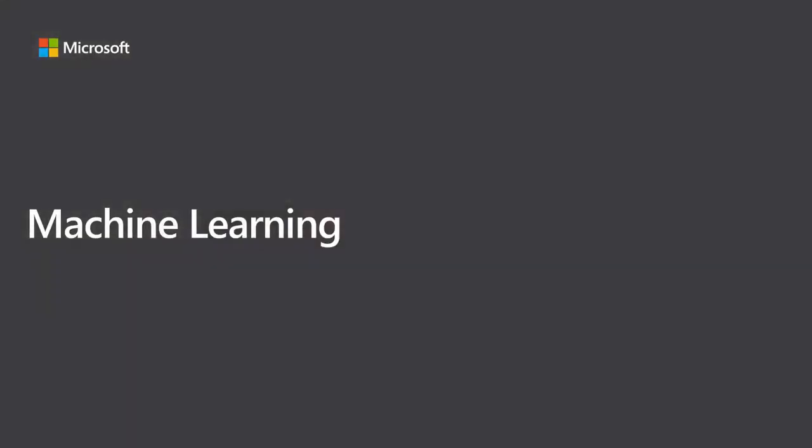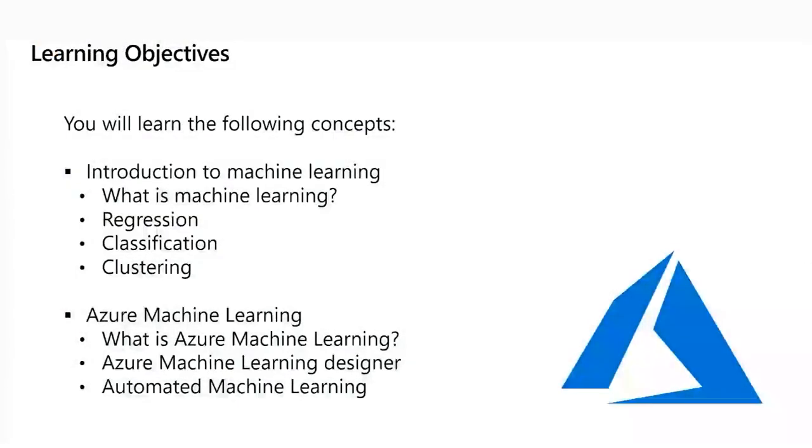In this module, we'll be looking at machine learning. And we'll start, of course, by just an introduction to machine learning. And we'll look at these 3 types of algorithms, which is regression, classification, and clustering.